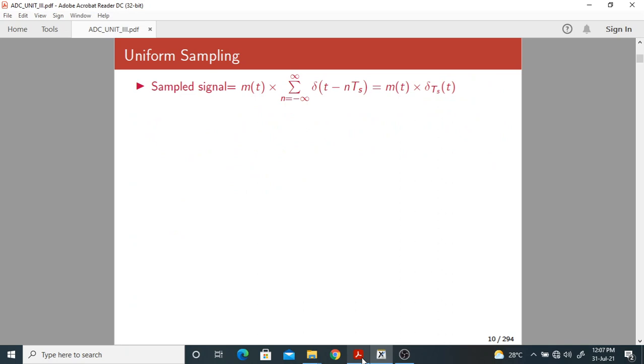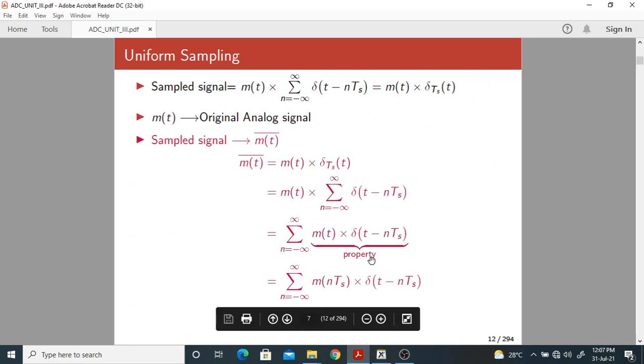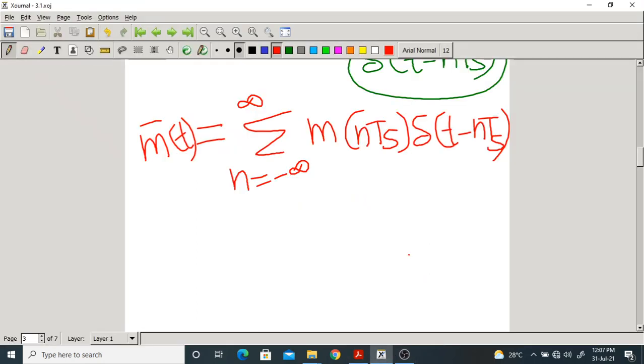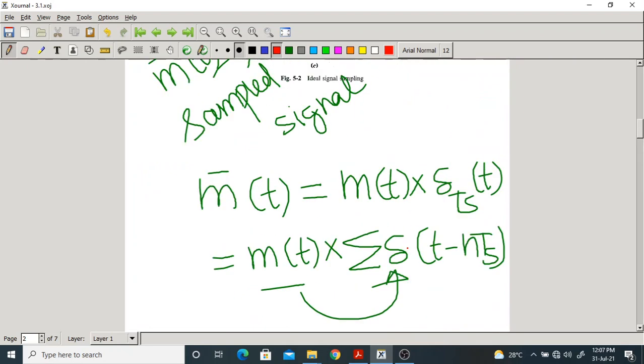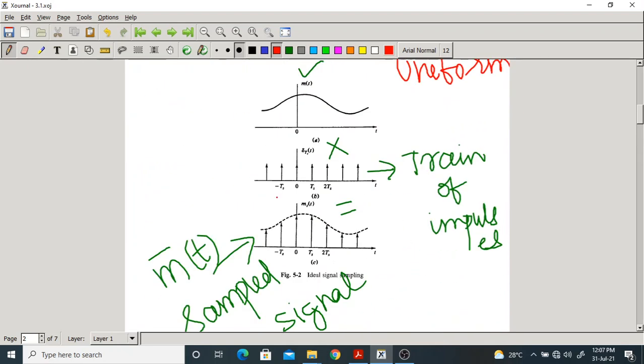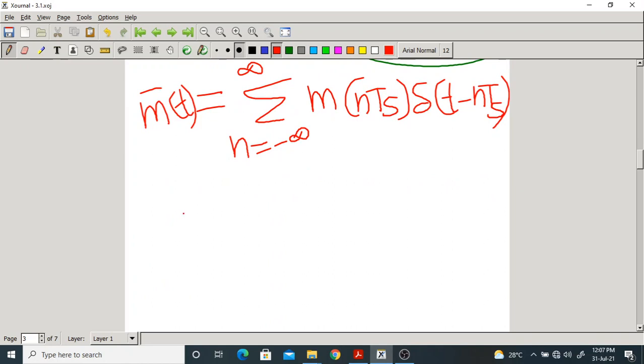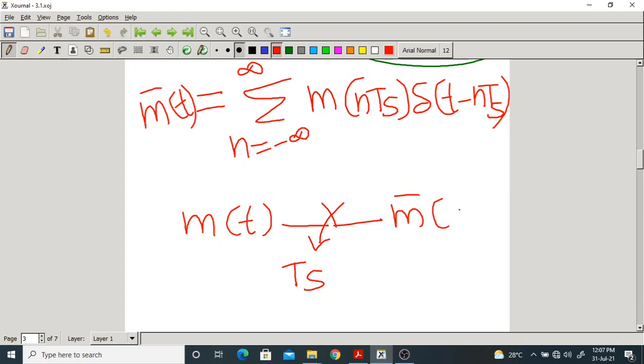So this is one of the important topics in our course. You must know how to sample a signal. We also represent it like this. Sometimes, one more way of writing this: m of t sampled with period Ts gives you m delta of t. This is one more way of representing the sampling process.